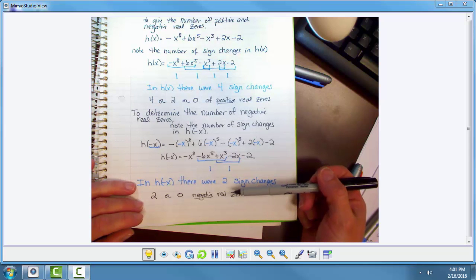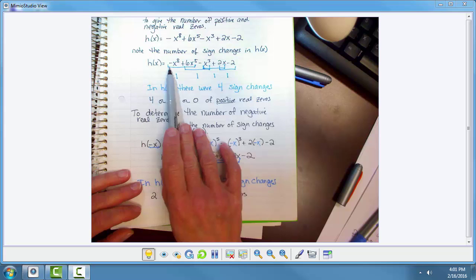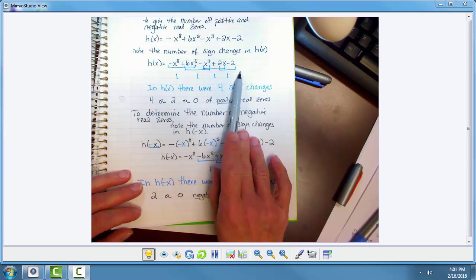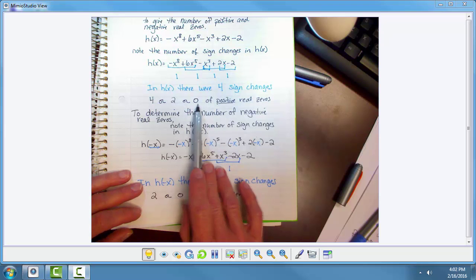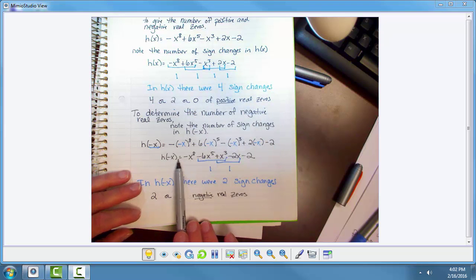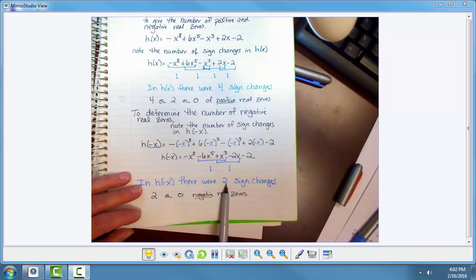So what you need to do to find the number of positive real zeros is count the number of sign changes and decrease that number by 2 until you get to 0. Count the number of sign changes in h of negative x and decrease that by 2 until you get to 0.